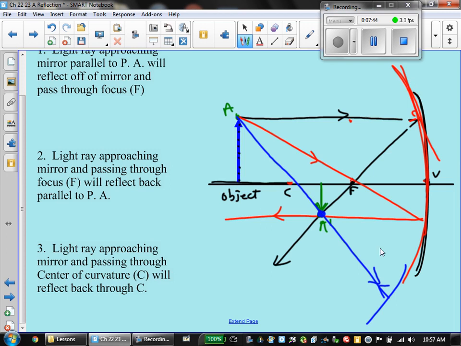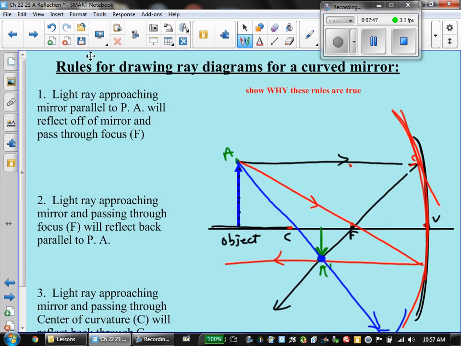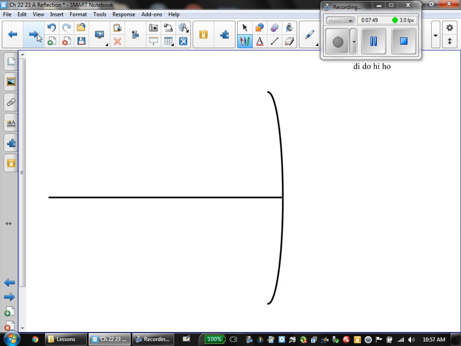The lab that you're going to do is going to let you practice that. Now we also have some vocabulary, and we use the hi-ho-di-do vocabulary. If I place an object, for example right here, this distance of the object to the vertex is DO. It's how far the object is from the mirror.